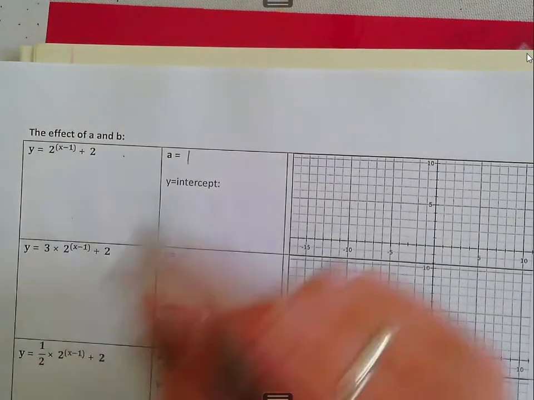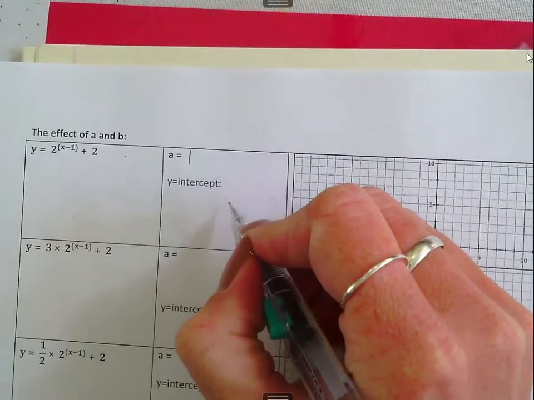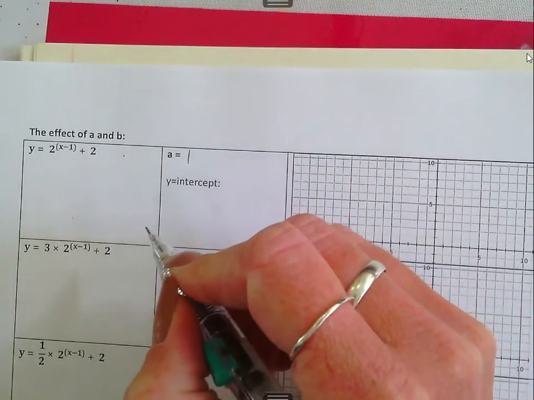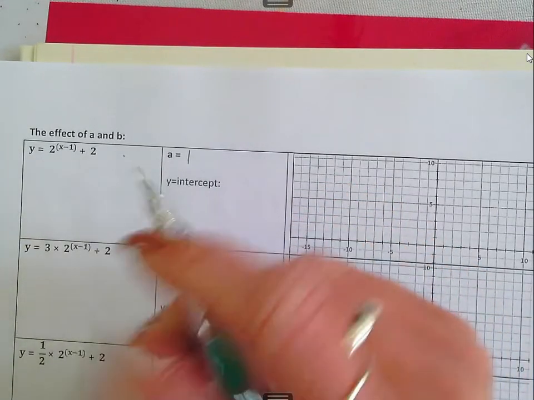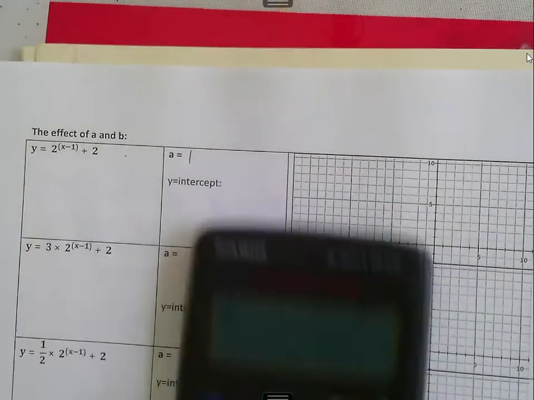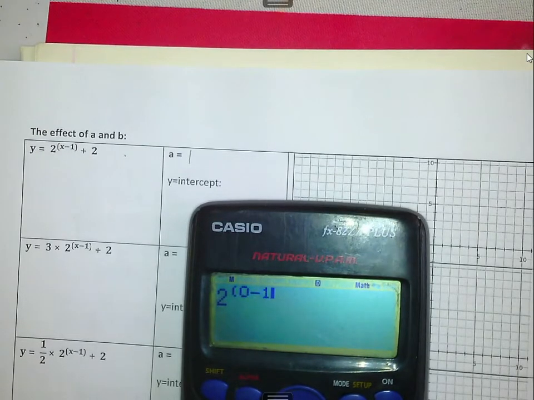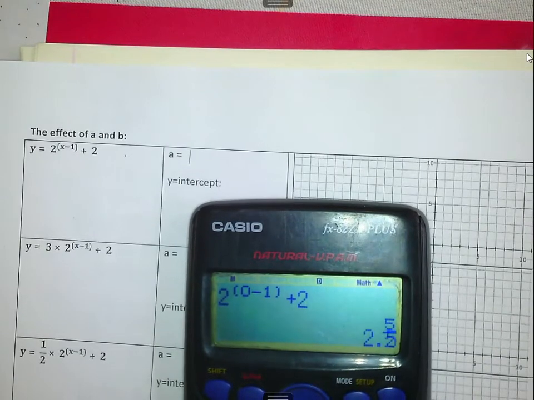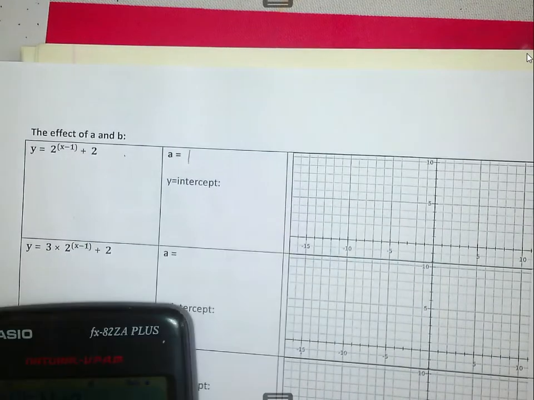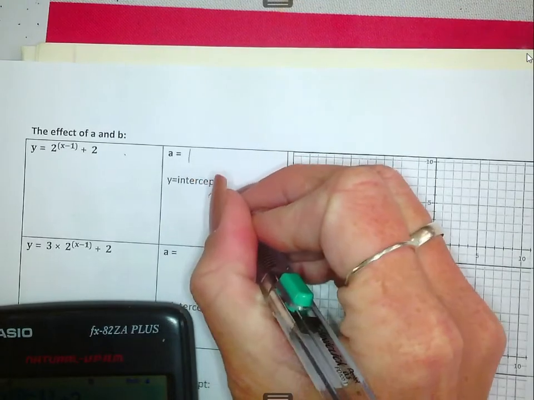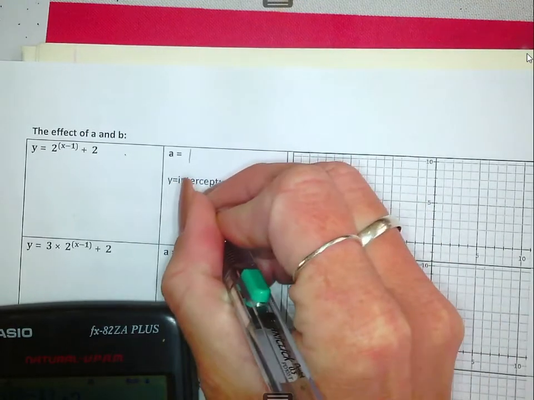Alright, if I wanted to find the y-intercept, you remember how we find the y-intercept? You let x be equal to 0. So you can type that into your calculator. I will do it here as well. I've got 2 to the power of bracket 0 minus 1, close the bracket, plus 2. It gives me an answer of 2.5. So it will be 2.5, or (0; 2.5).